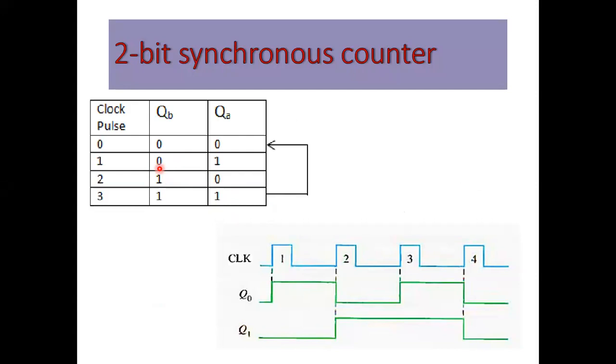Here, we have a synchronous counter. In the synchronous counter, the sequence we have here is 0 0, 0 1, 1 0, and then 1 1.